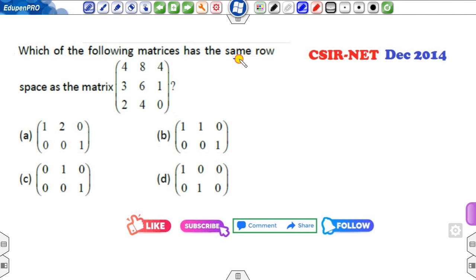Which of the following has the same row space? What is the meaning of the same row space? The rank will be the same. So anyhow, I will convert into the row reduced echelon form, and we will see which one is equivalent.